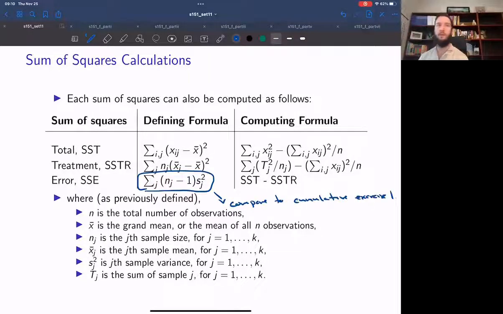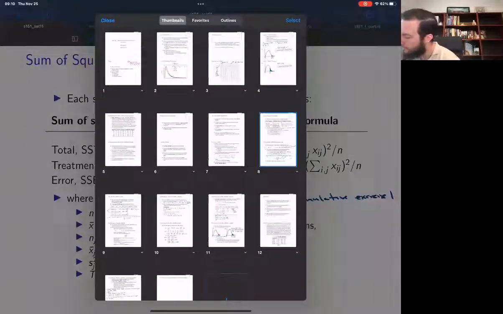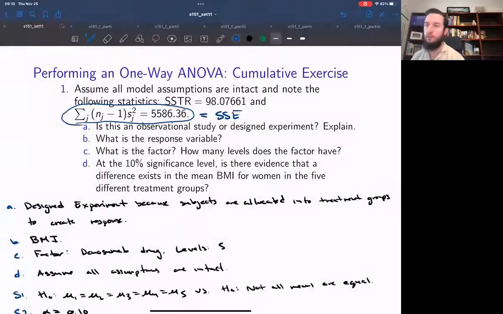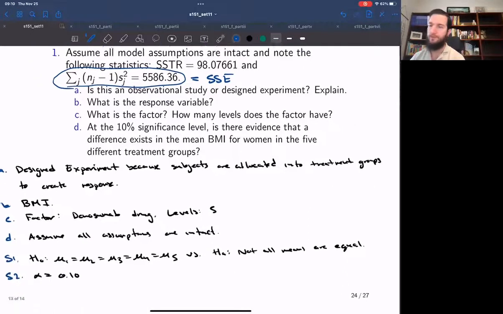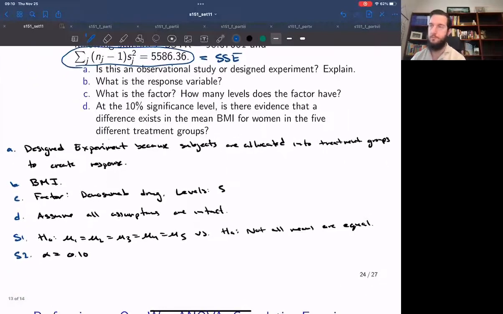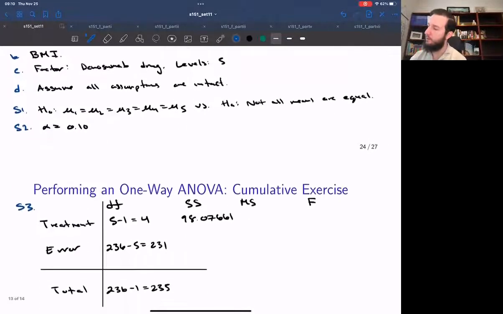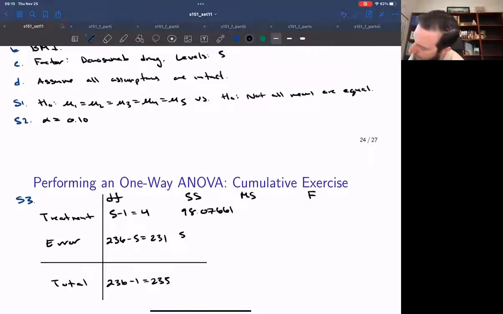Right, so if you compare this to what's given in the first cumulative exercise, you'll notice that those formulas are identical. So this is just kind of testing if you're picking up on those little, well, basically picking up on the formula, I suppose. Right, so that's 5,586.36.